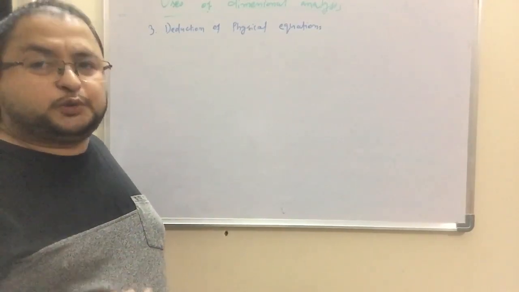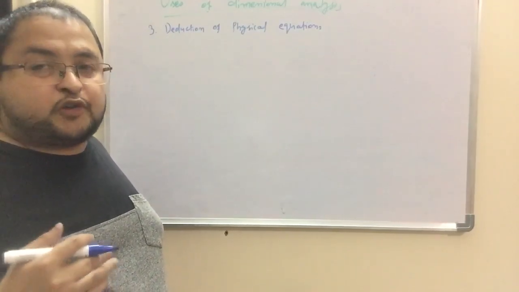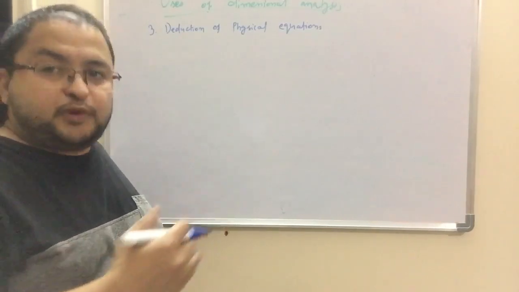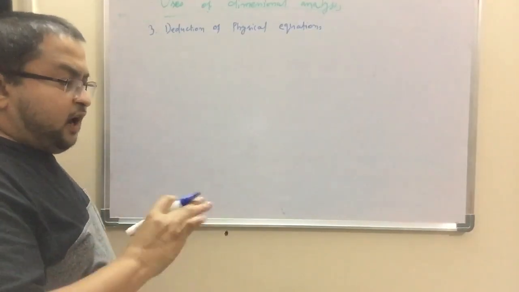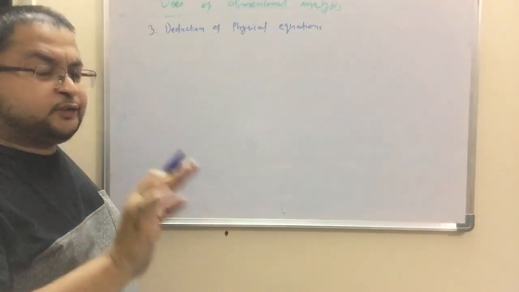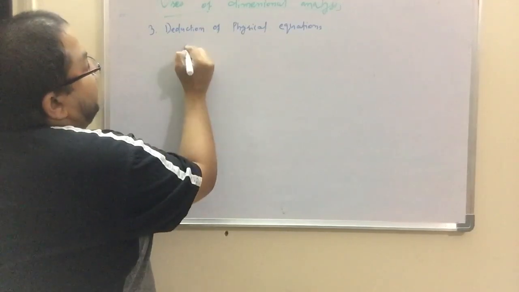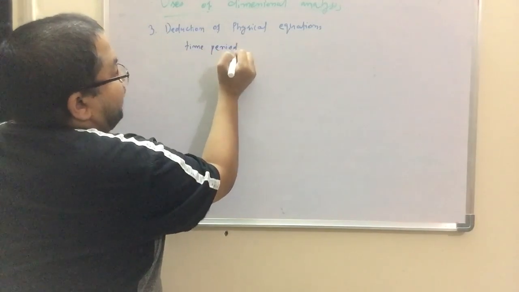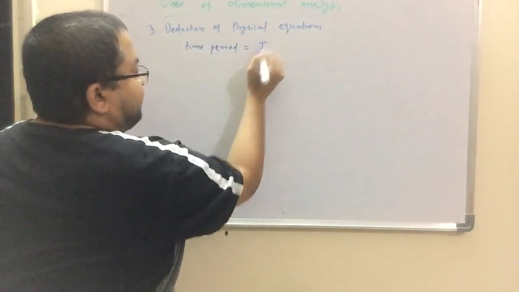So I want to deduce what should be an equation for the time period of that simple harmonic motion executed by a simple pendulum. Okay, and here I will start this deduction with an educated guesswork. So let me denote the time period of the simple harmonic motion executed by a simple pendulum as t.